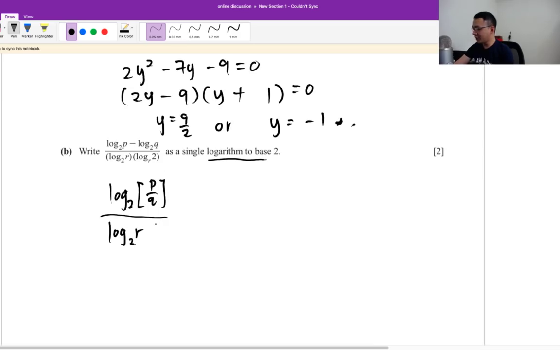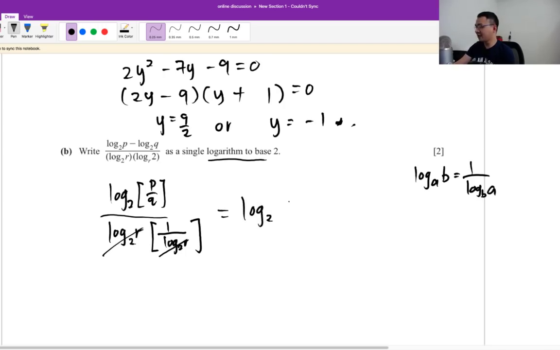So this one I try to swap the base here, because we have one of the change of base formulas: log a b, I can change to 1 over log b a. It just adds a 1 over, and then the base and the number swap places. So what I'm going to do here becomes 1 over log 2 r. Then log 2r and log 2r I simplify. I get the answer log 2 of p over q. This one is considered a single logarithm to the base 2. Alright, just 2 marks.